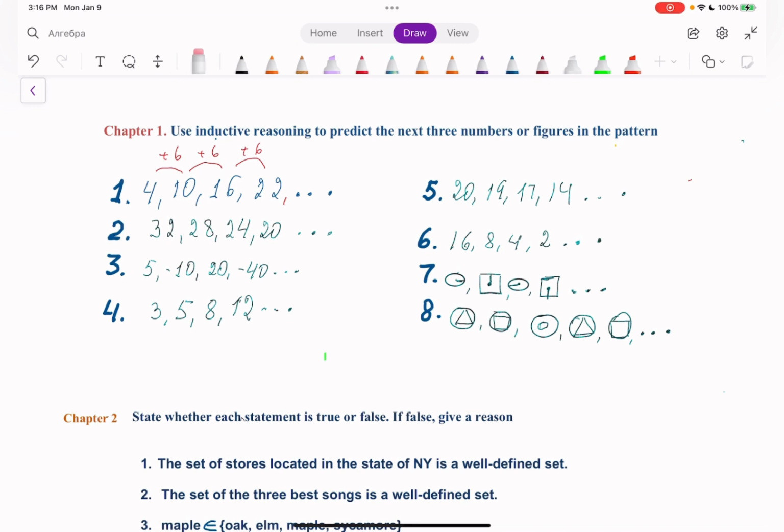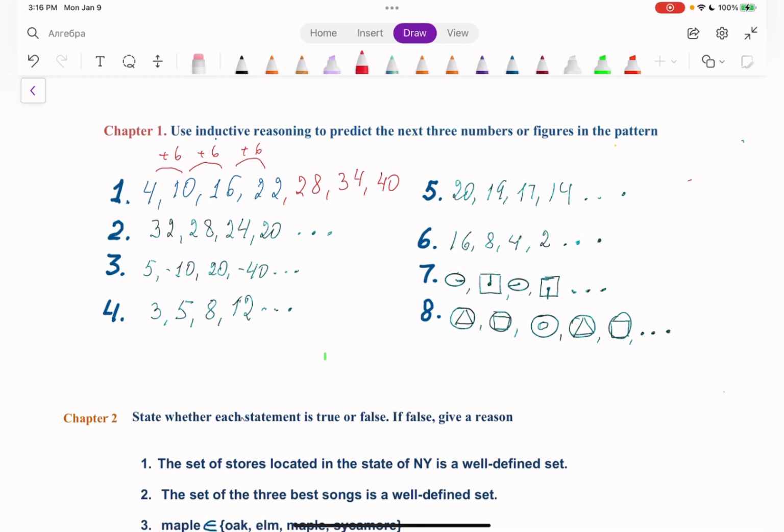Let me clean this. 28 plus 6, 34, plus 6, 40. Okay?